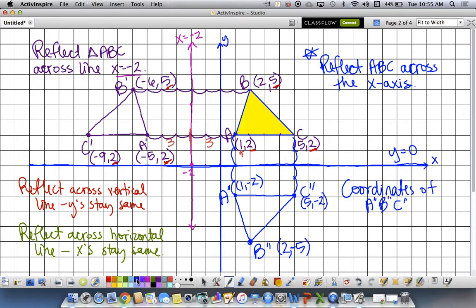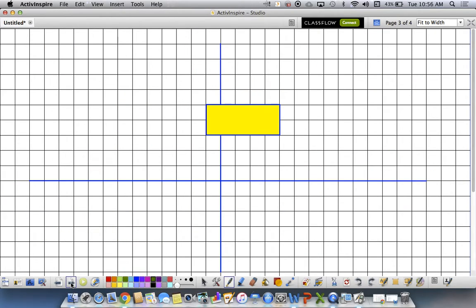Now this one, when we reflected across the y equals 0 line, all the x's stayed the same. See that right there? When we reflect across the horizontal line, the x's stayed the same. And the y's just became the opposites. So 2 became negative 2, 2 became negative 2, 5 became negative 5 for your y value. So all we did was add this negative. Whew, a lot of stuff on that page. Let's do another one. We'll just do one of these.